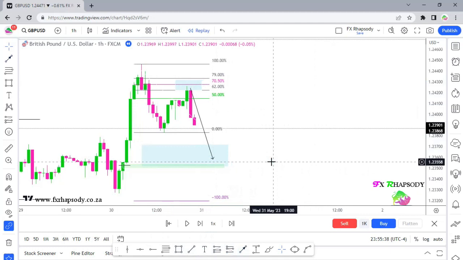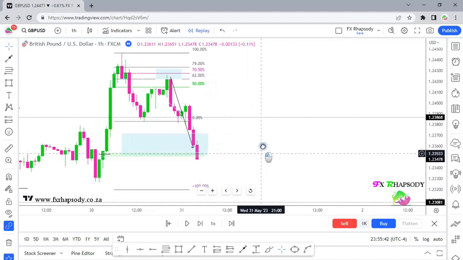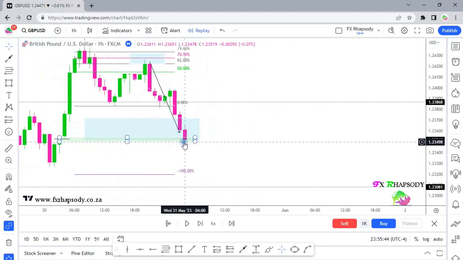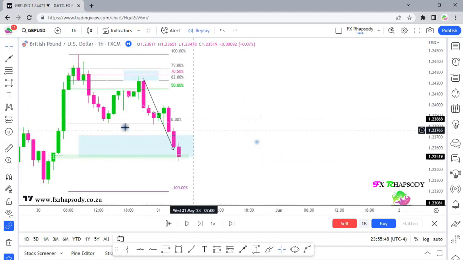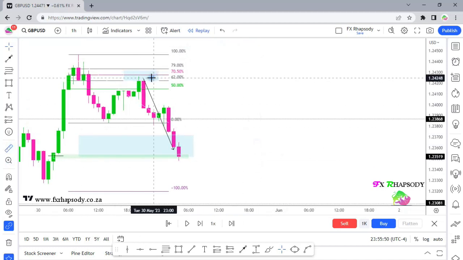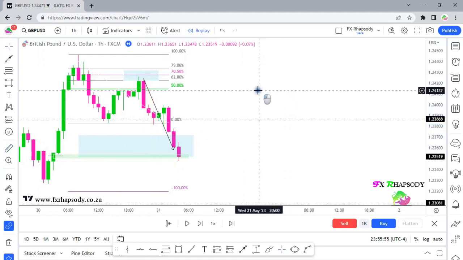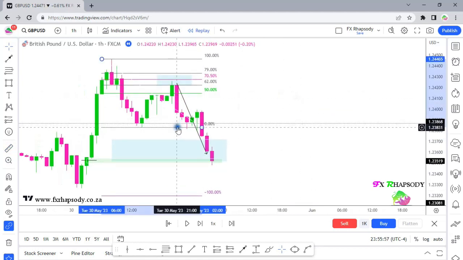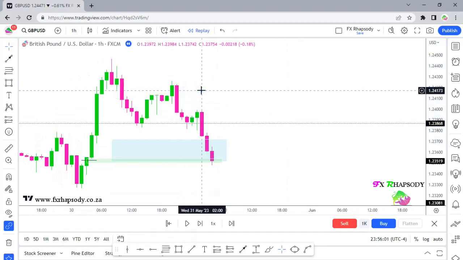What happens? Price goes down, hits that area. It takes out that fair value gap, as we can see. So this is now our buy opportunity. So now we sold down. We caught, what is that? 70 pips. Because we expect price to go down to that area because we're waiting for a buy opportunity.